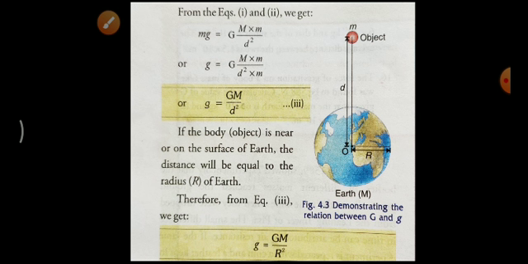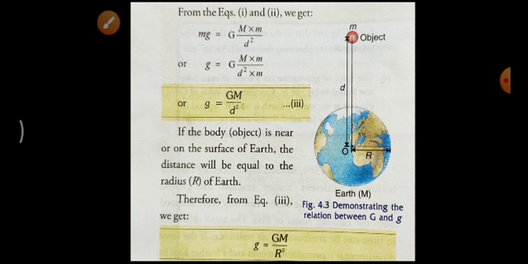If the body or object is near or on the surface of the earth, what will be the distance between that object and the center of the earth? Obviously the radius of the earth will be the distance, so the distance will be equal to the radius r of the earth. Here you can see that if the object is present on the surface of the earth, the distance between the object and the center of the earth will be r only, the radius of the earth. Previously it was present at a particular point.